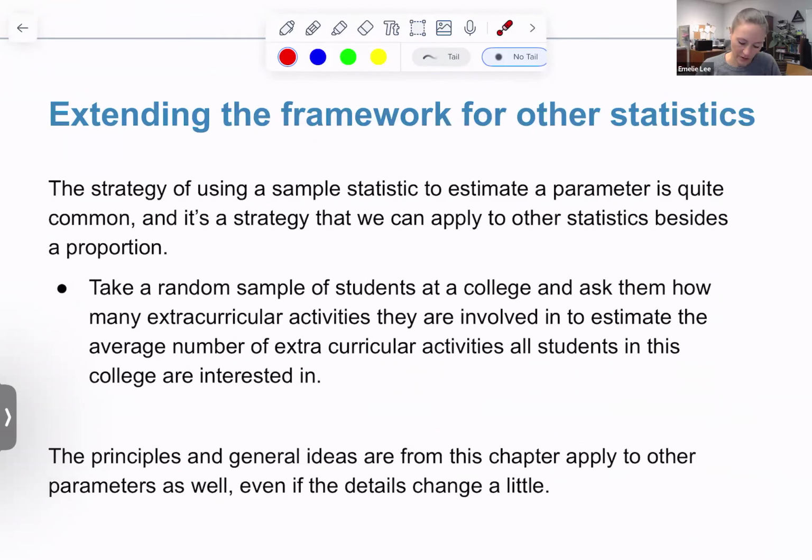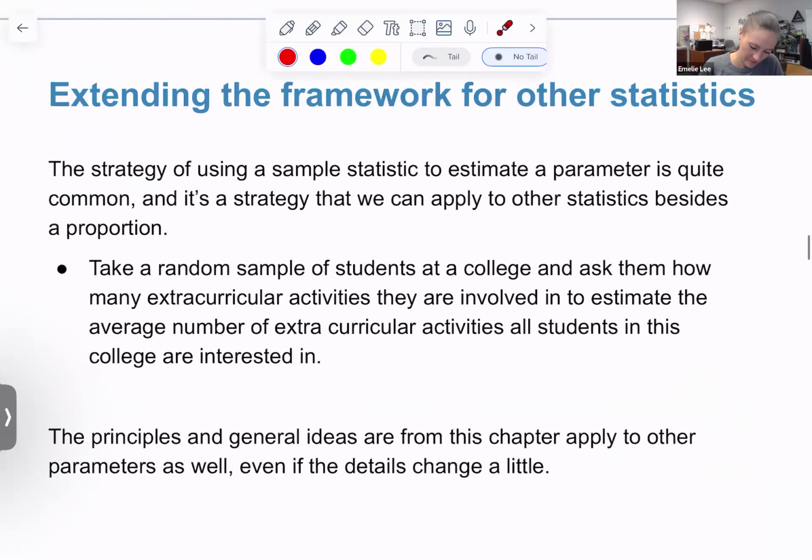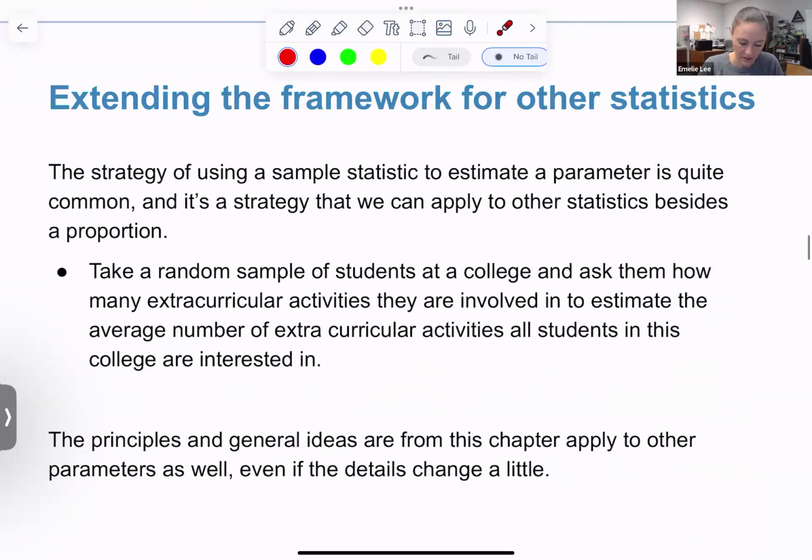Hopefully you had a chance to read through. I don't want to do this slide, just because I don't want to introduce anything but proportions now.